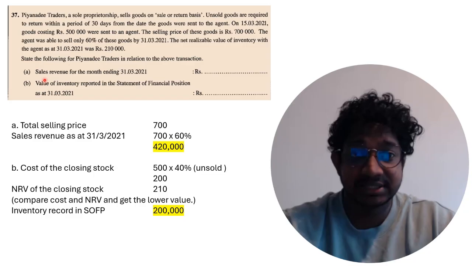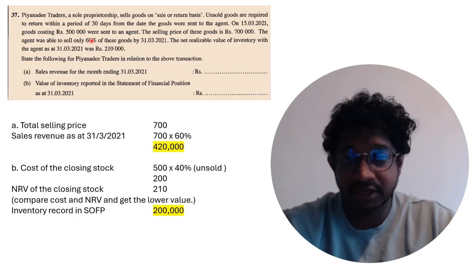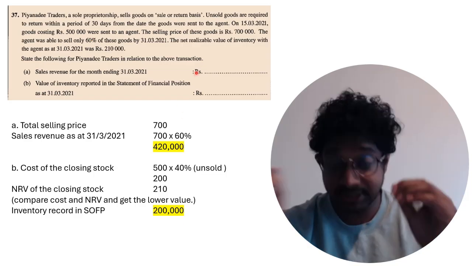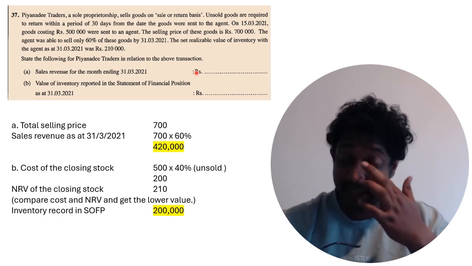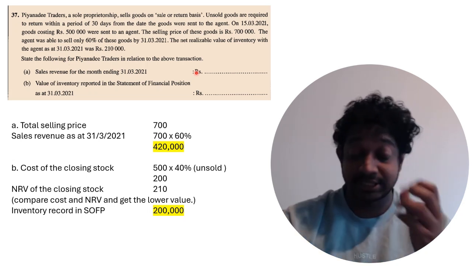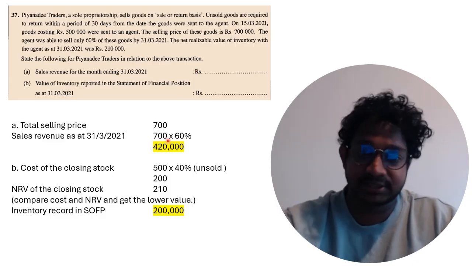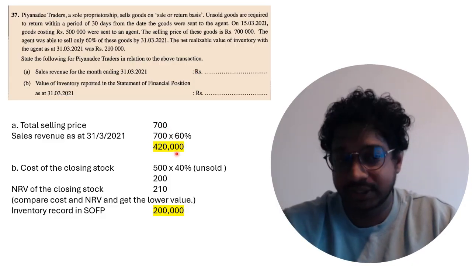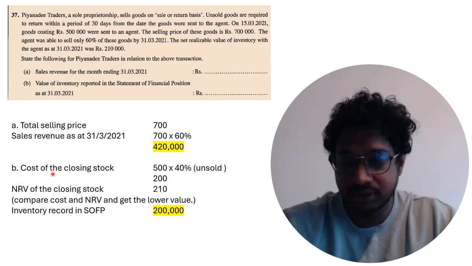So they are asking the sales revenue that you have to identify in your books. So you sold only 60% of goods. So the total sales value of that 500,000 worth of stocks is 700,000. So your sales revenue is 700 into 60%. So which means 420,000.